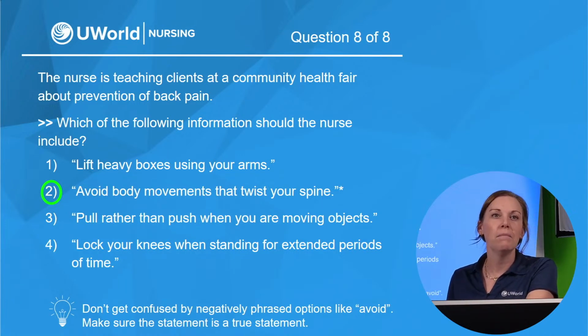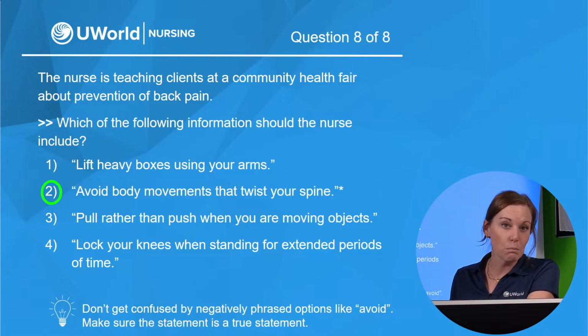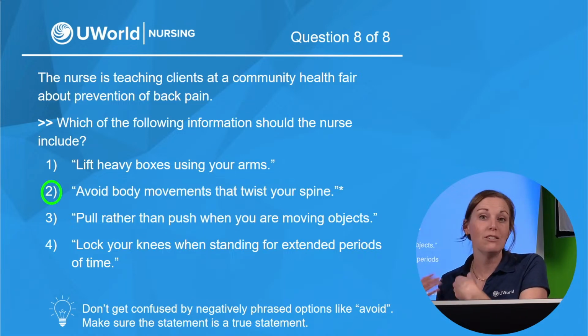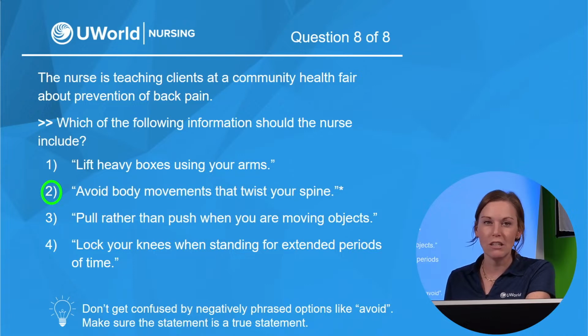So when we're looking at this one, our little tip on here is pretty helpful. It says, don't get confused by negatively phrased options like avoid. So this is a negatively phrased option. Avoid body movements that twist the spine. It's a negatively phrased option, but it's a correct answer. So that is our correct option on this one.